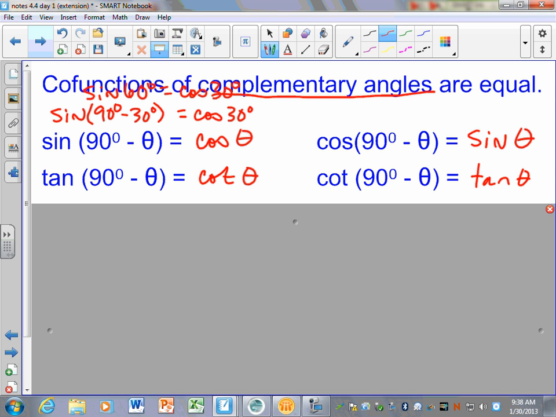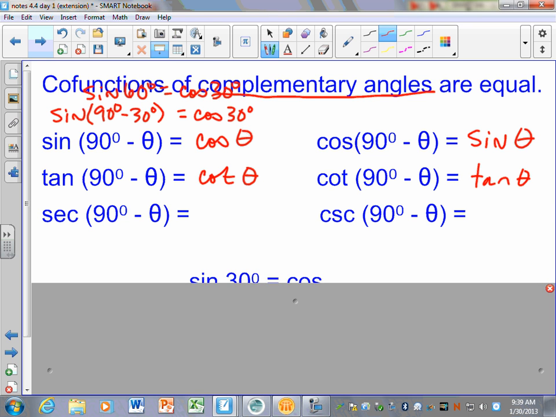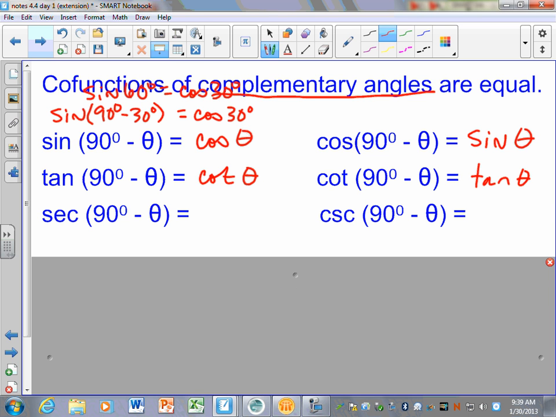And what's left? What are our two trig functions we have left? Secant and cosecant, right? So secant of 90 degrees minus any angle is going to equal cosecant of that angle, and cosecant of 90 degrees minus any angle is equal to secant of that angle.